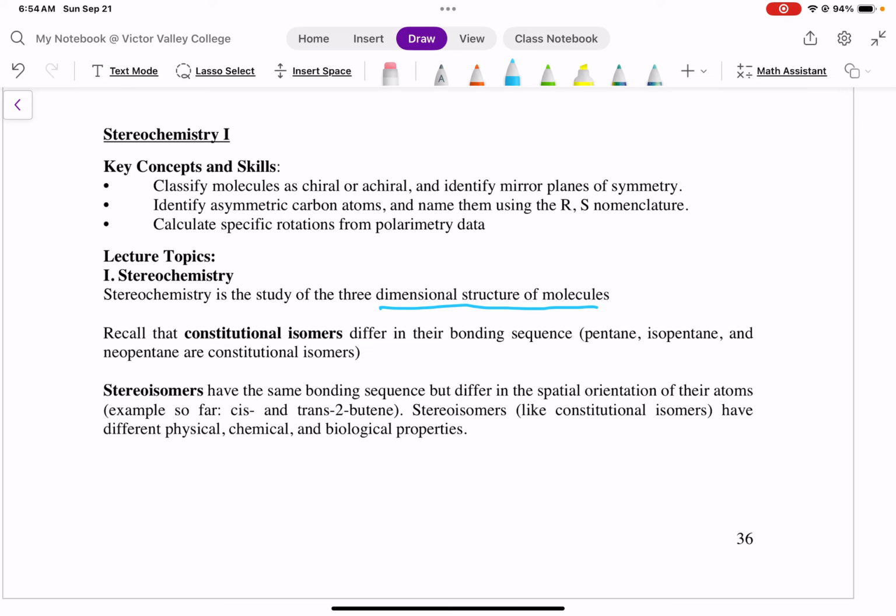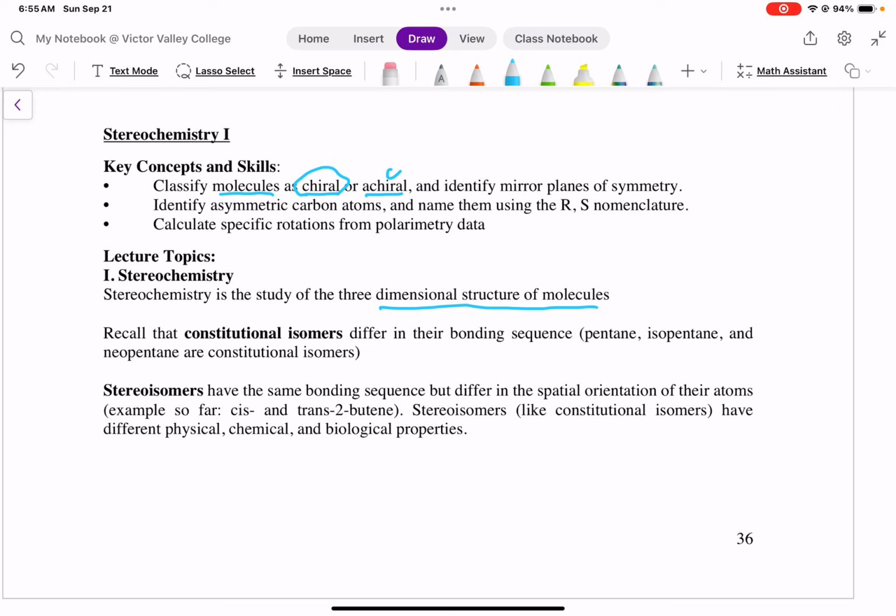A main goal will be to classify a molecule as chiral or achiral. The term chiral means handedness, like left-handed or right-handed, just like your shoe, a right-handed shoe or a left shoe. Achiral means not handed, like something symmetrical, like a folding chair.